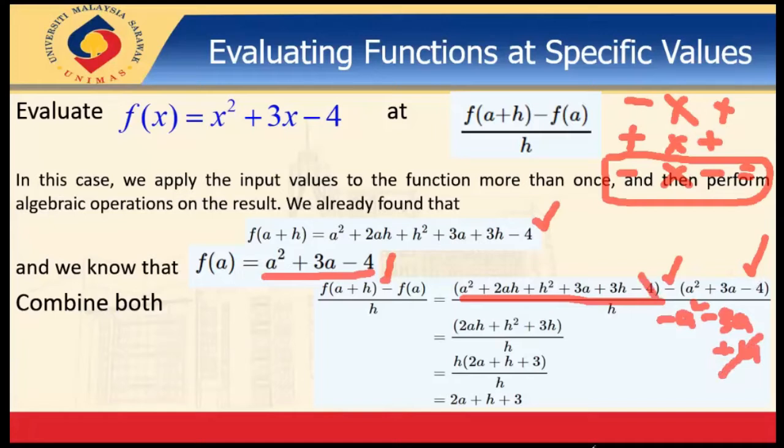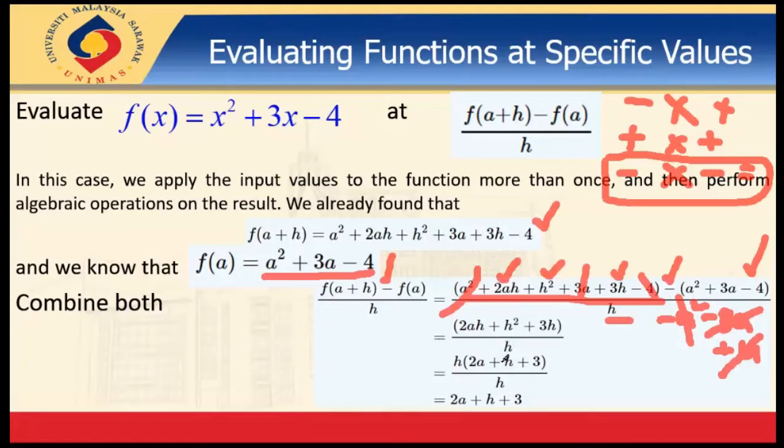Is it okay? And this negative 3a will cancel with this positive 3a. Is it okay? Okay, sir. And you see, this negative a square will cancel with this positive a square. So finally what is left? 2ah, h square, and 3h are left. And you see, 2ah plus h square plus 3h divided by this h.